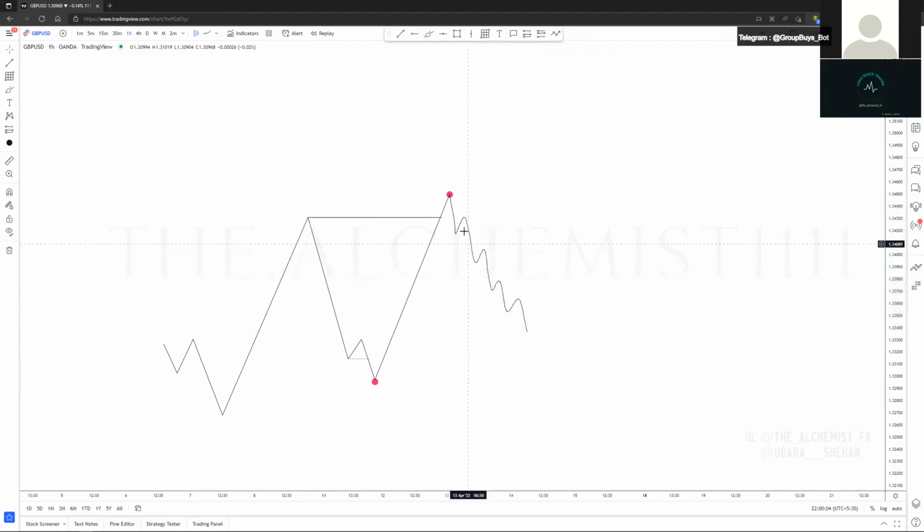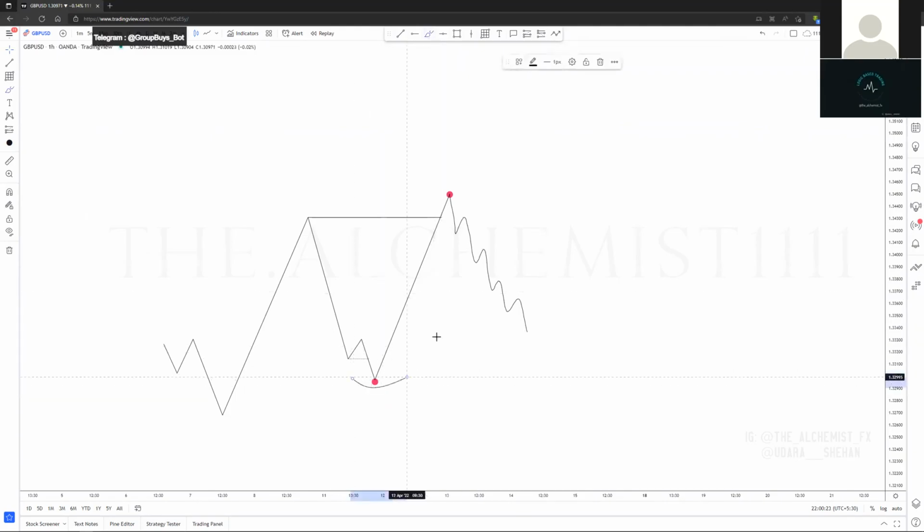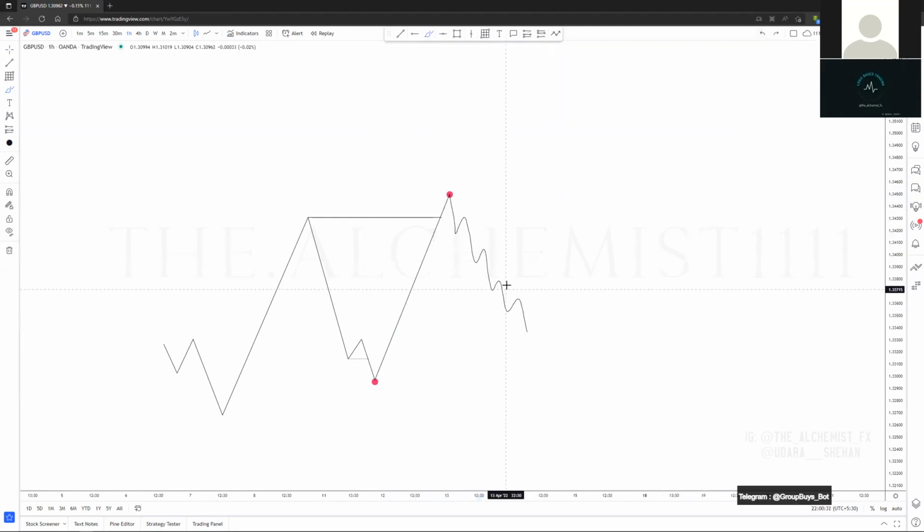So what is the reason for the retracement? Now you know the first reason, that is to get into a discounted price. And the most important reason is to take out the internal range liquidity, which means the liquidity that is resting inside of this trading range. That is what we call the internal range liquidity.